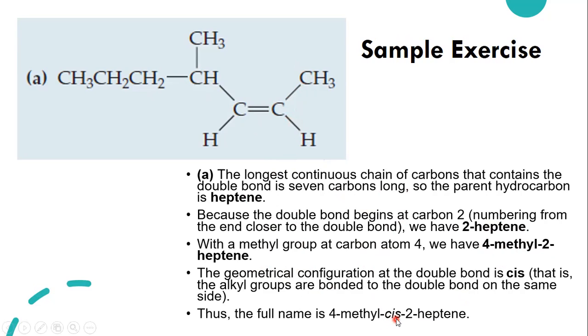Now we will put its configuration. So the configuration shall be placed in between the name of your substituent group and the name of your base carbon. So we have 4-methyl cis 2-heptene. So in naming, the dash is very important. Look, it can be written with everything joined together, but it will make your answers go wrong.